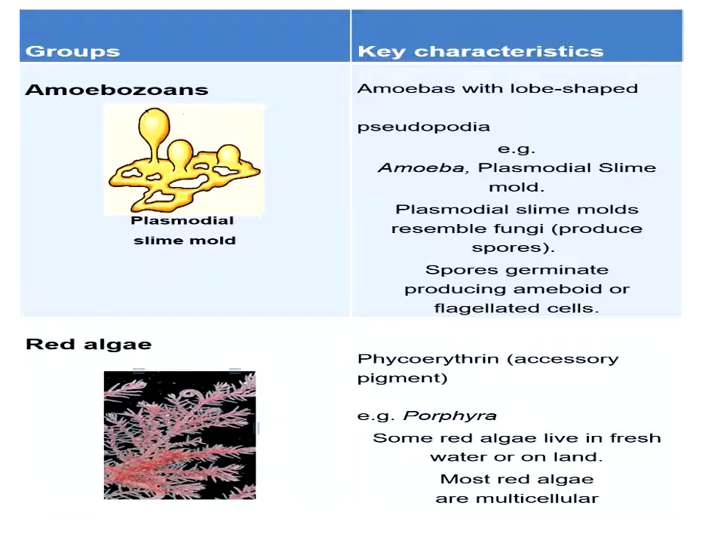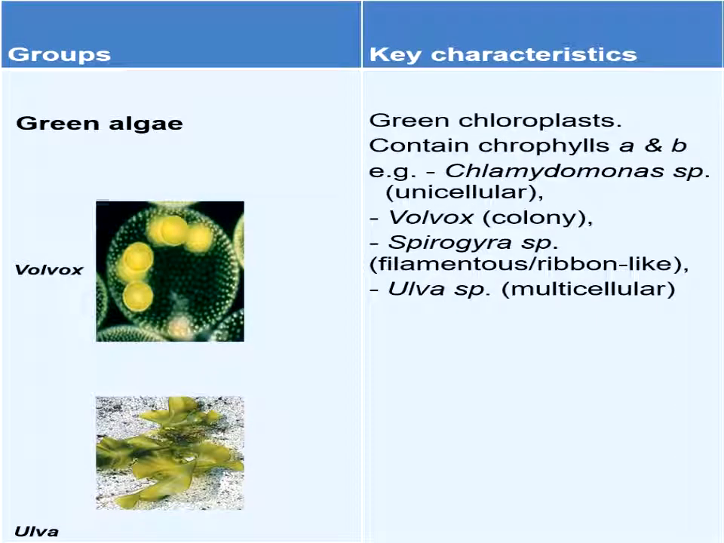Red algae have phycoerythrin that gives them their red color. And the last one is green algae, which has chlorophyll a and b, which gives them that green color. A good example is Chlamydomonas, Volvox, and also Spirogyra.